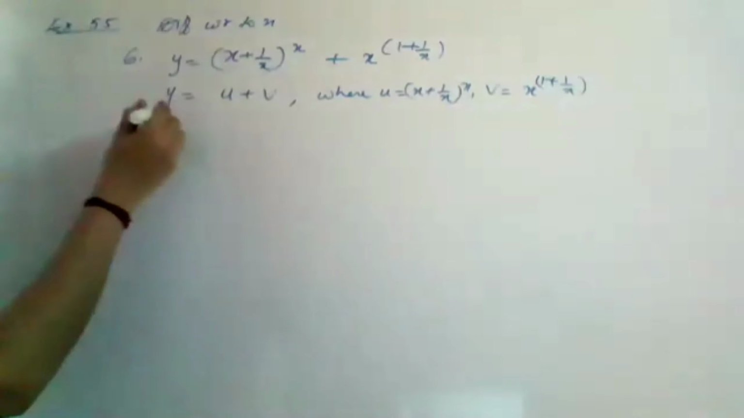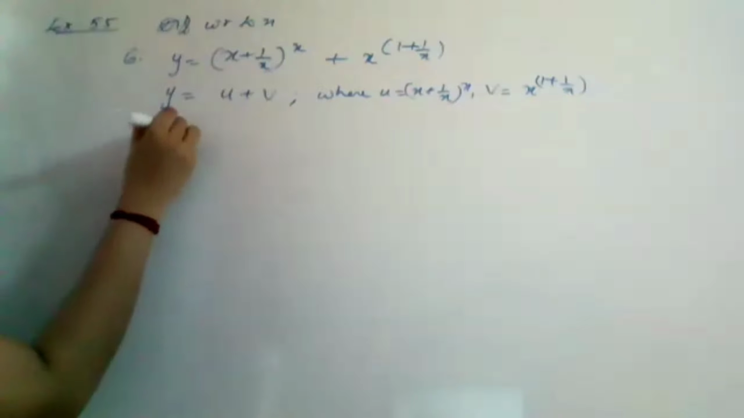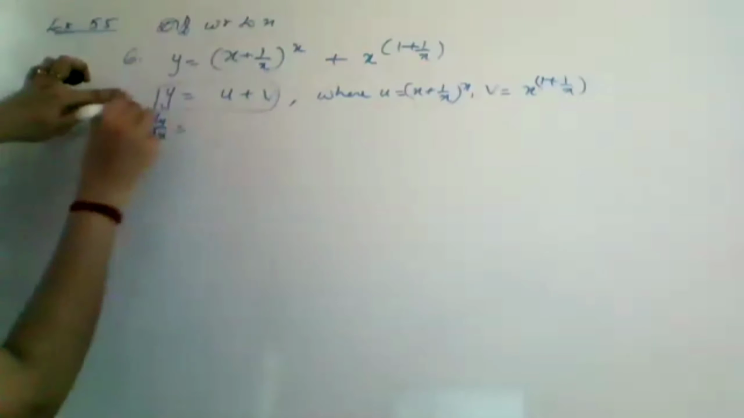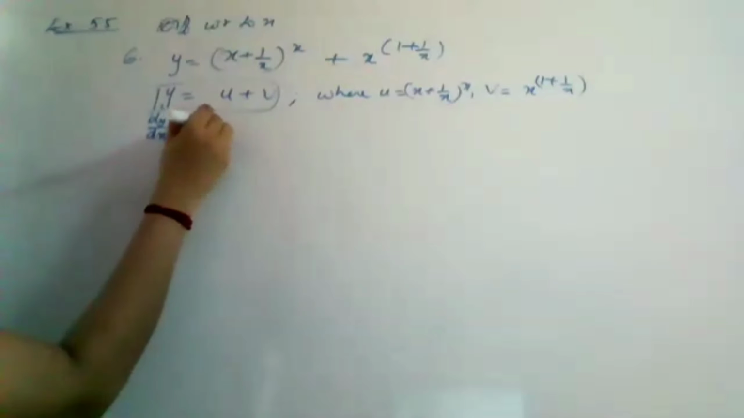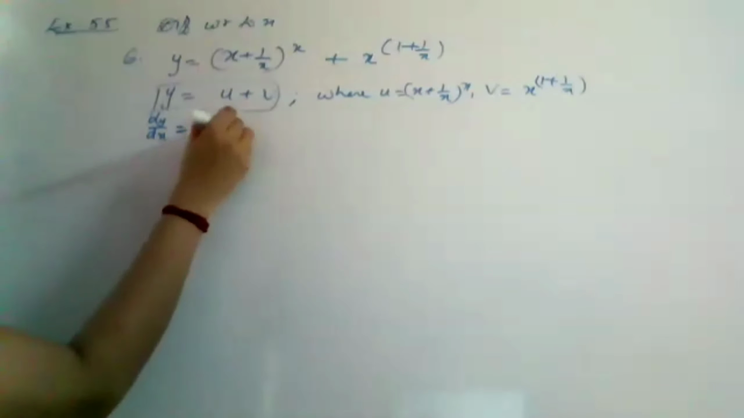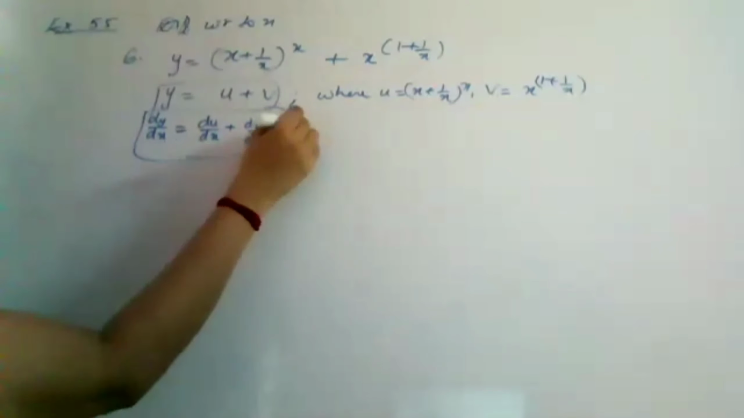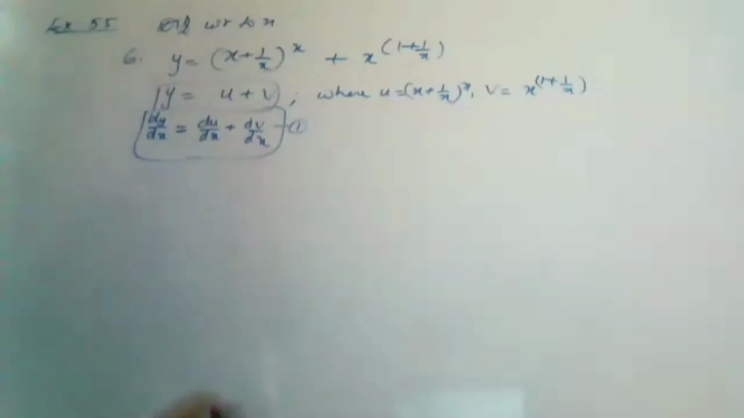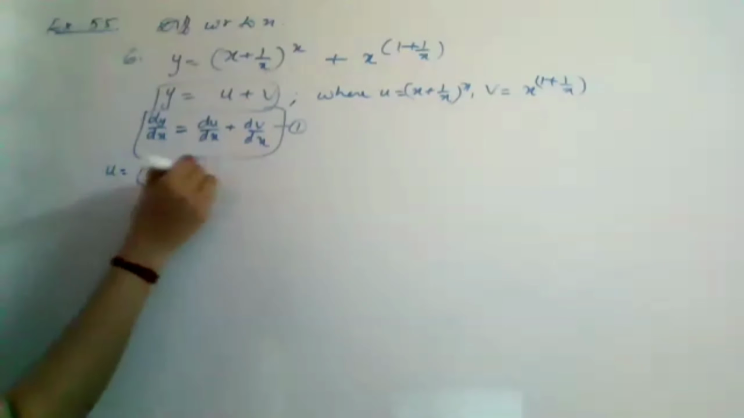So the thing which you need is the derivative of this, that is dy by dx. How will you get dy by dx? Differentiating this with respect to x, so that the thing to be found out becomes du by dx plus dv by dx. The thing which you have to get and substitute the value. Okay. Now what is u? u is equal to (x + 1/x)^x.